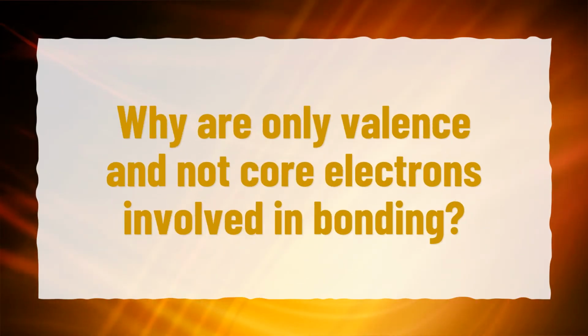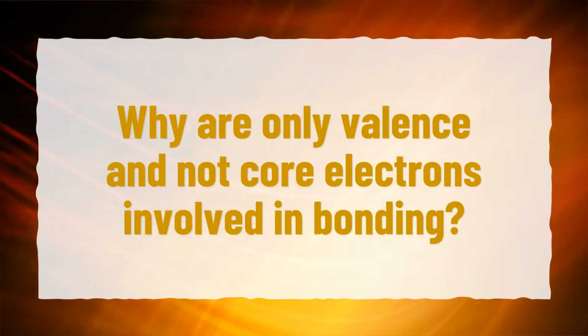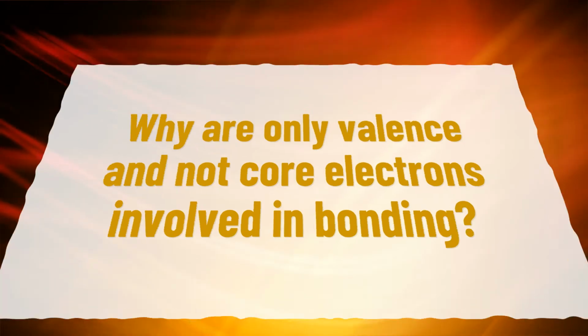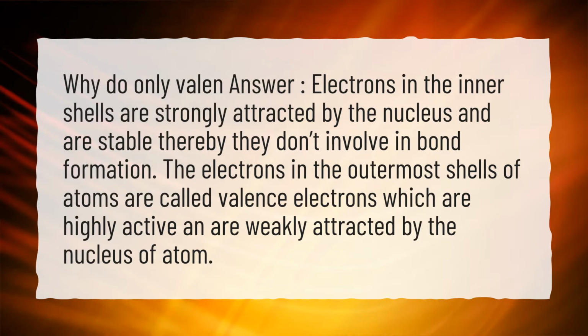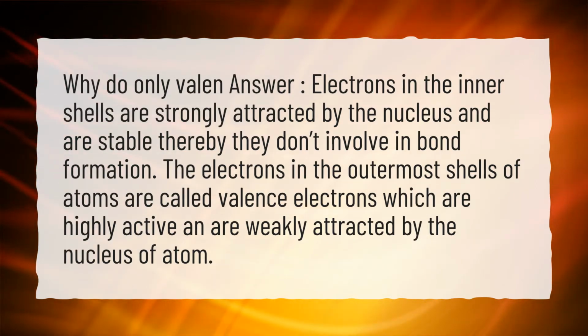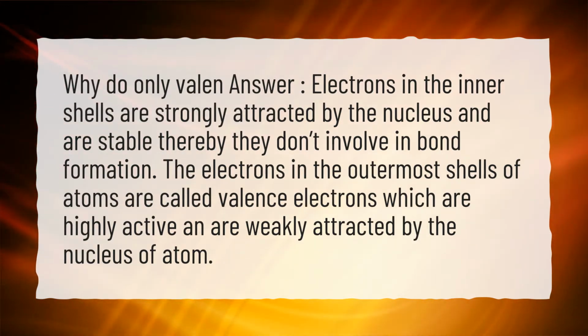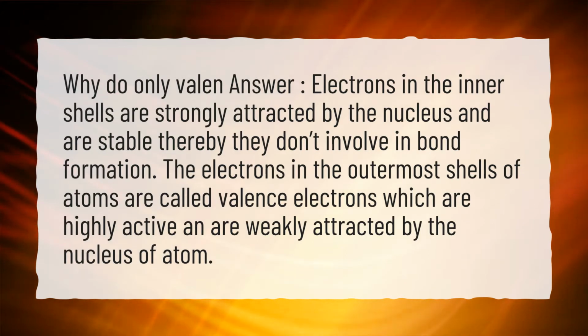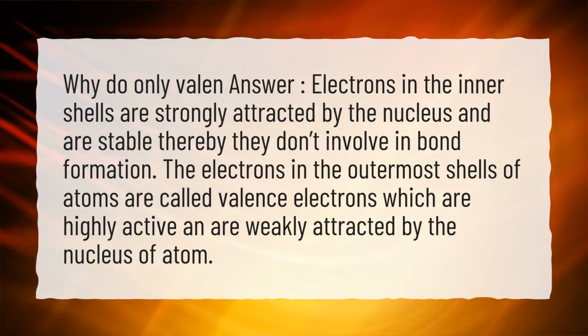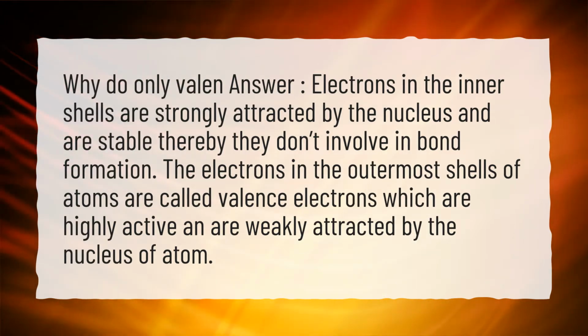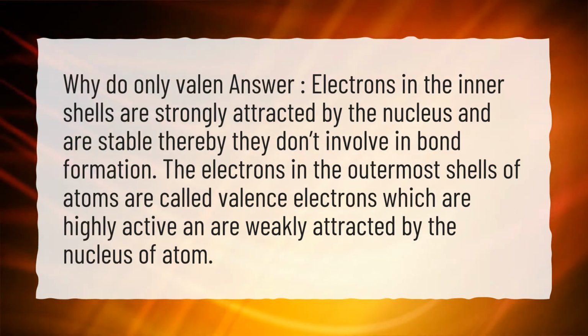Why are only valence and not core electrons involved in bonding? Electrons in the inner shells are strongly attracted by the nucleus and are stable, thereby they don't get involved in bond formation. The electrons in the outermost shells of atoms are called valence electrons, which are highly active and are weakly attracted by the nucleus of the atom.